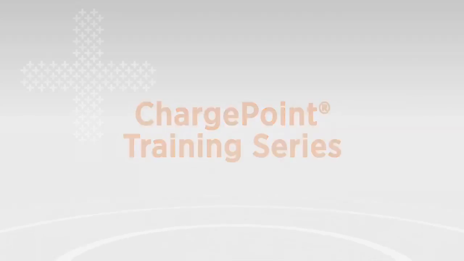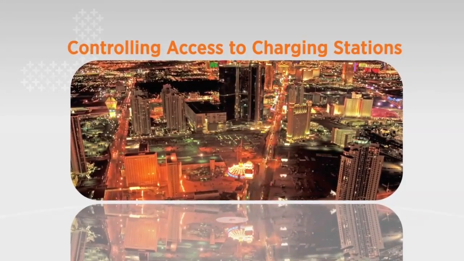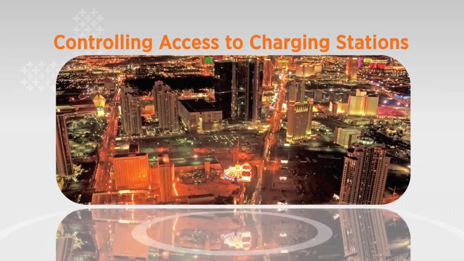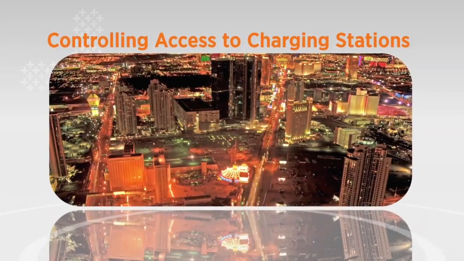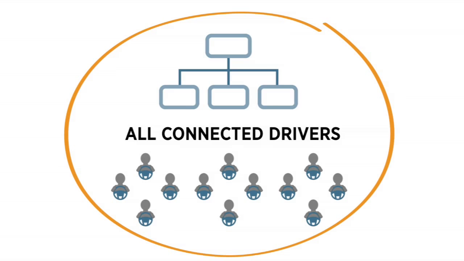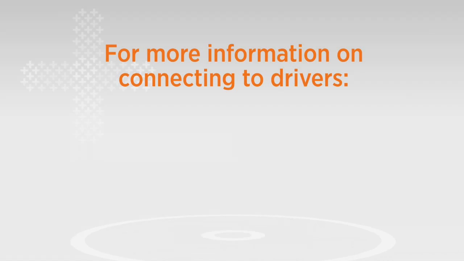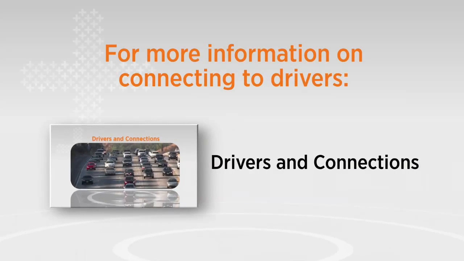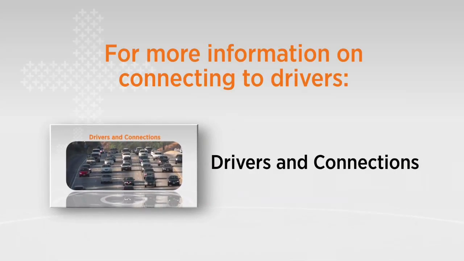In this video, I'm going to show you how easy it is to control which drivers can use your EV charging stations. To control access, you need to have at least one driver group set up. This could be the list of all drivers who have successfully connected with your organization, maintained automatically for you by ChargePoint. To learn how to use ChargePoint connections, watch the video called Drivers and Connections.